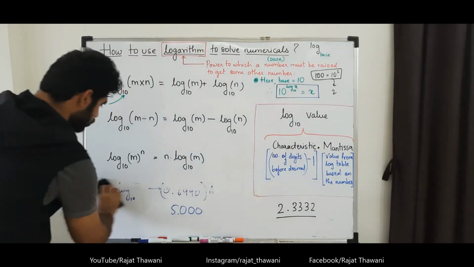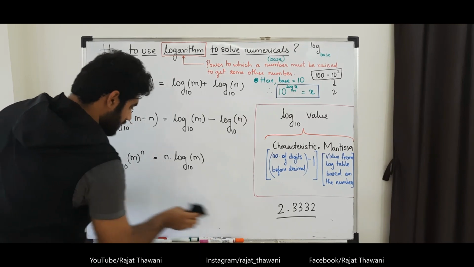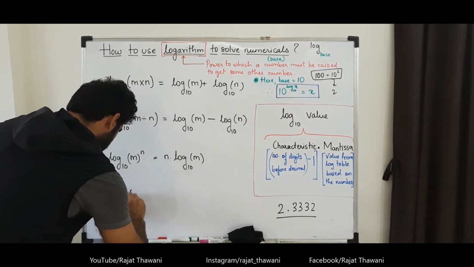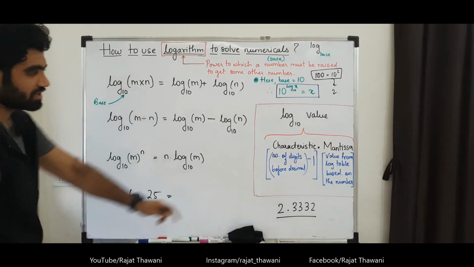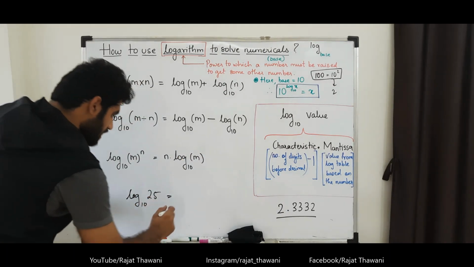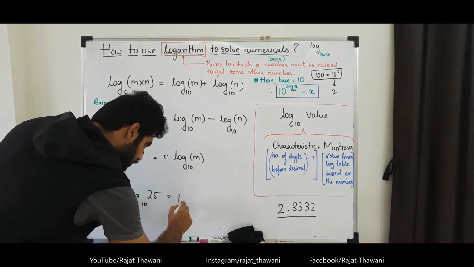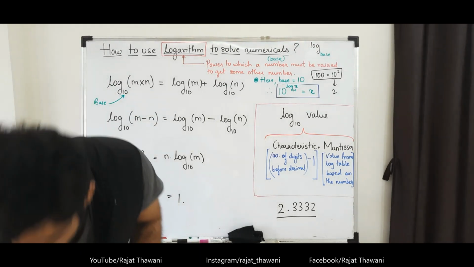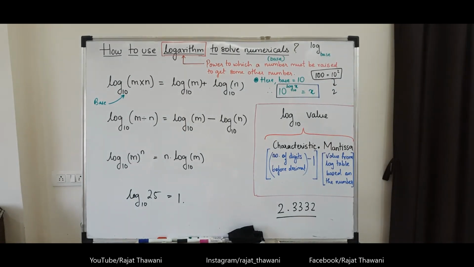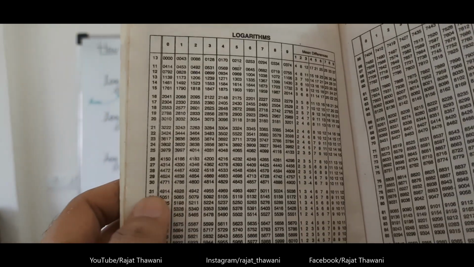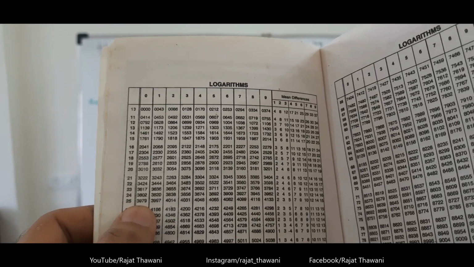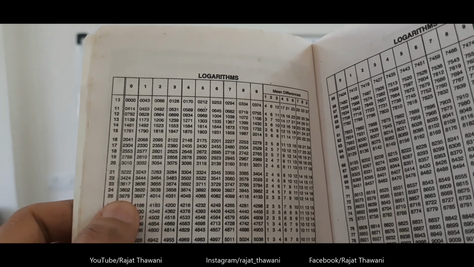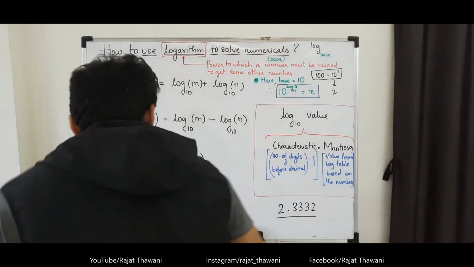What happens if I take two digits? For example, I want log to the base 10 of 25. How will I find out? First I need to find out the characteristic. Before the decimal there are two digits, so it will be 2 minus 1, that is 1 point. Let's see. I can see here 25. Now there is no number after 25, right? So see in 0 directly. So it is 3979.